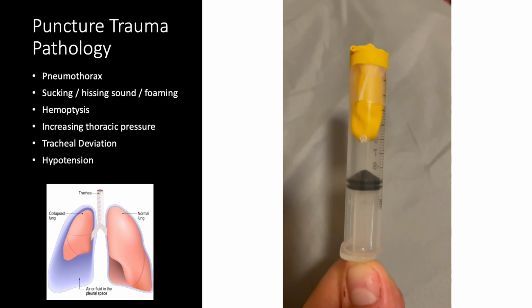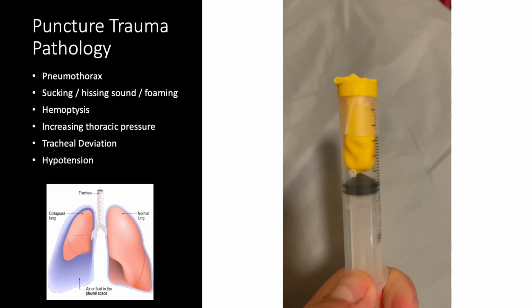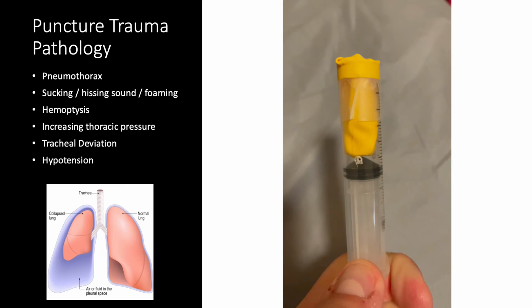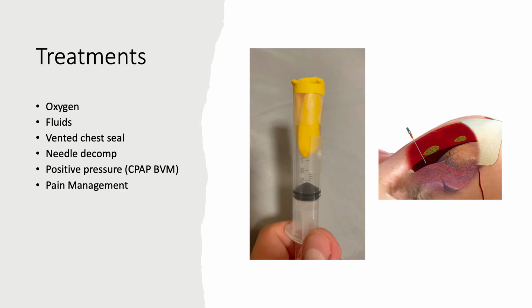So we have this video where our syringe has a stab wound in the side, and we can see that no matter how hard or how fast the diaphragm moves up and down, the lungs do not inflate or deflate. And so the treatment for that, we're going to start with oxygen and fluids to maintain their blood pressure and their oxygenation. Then we can use a vented chest seal and needle decompression.